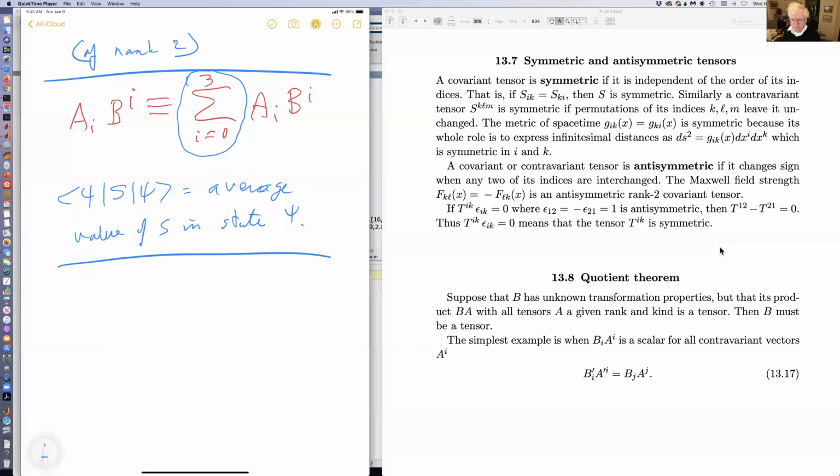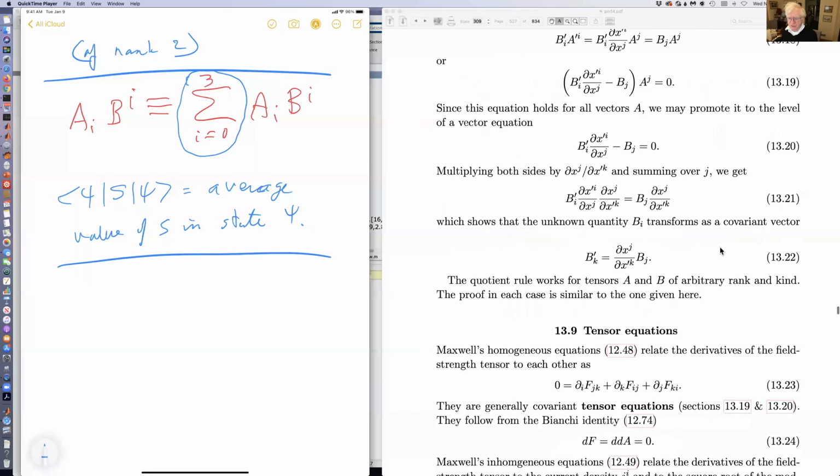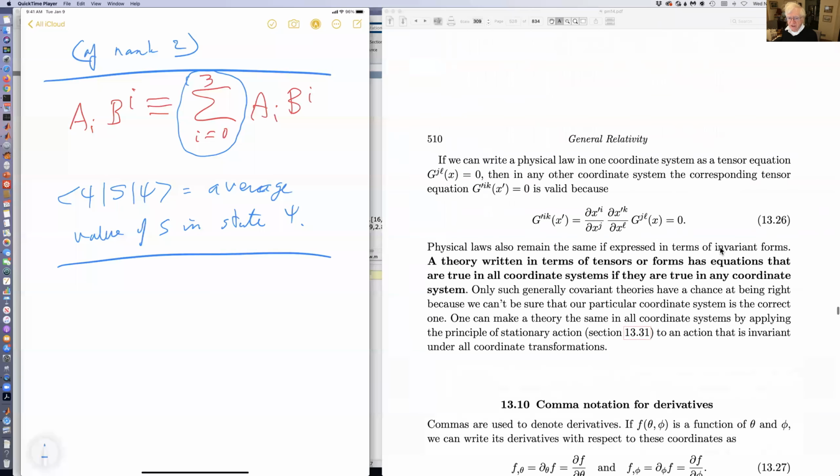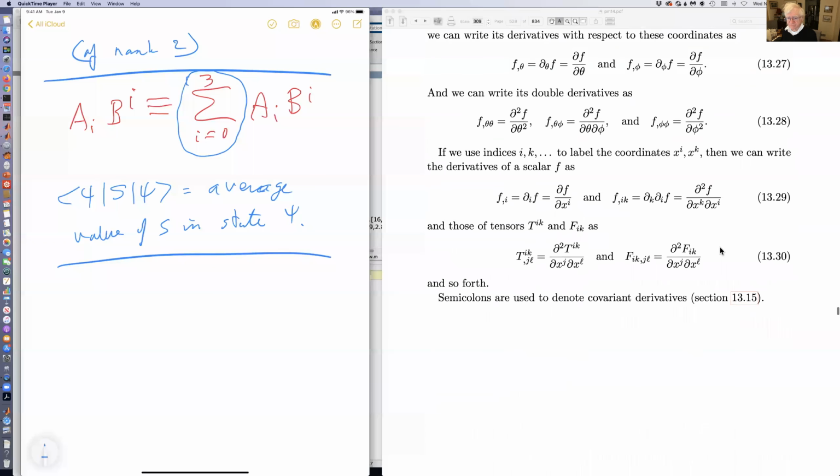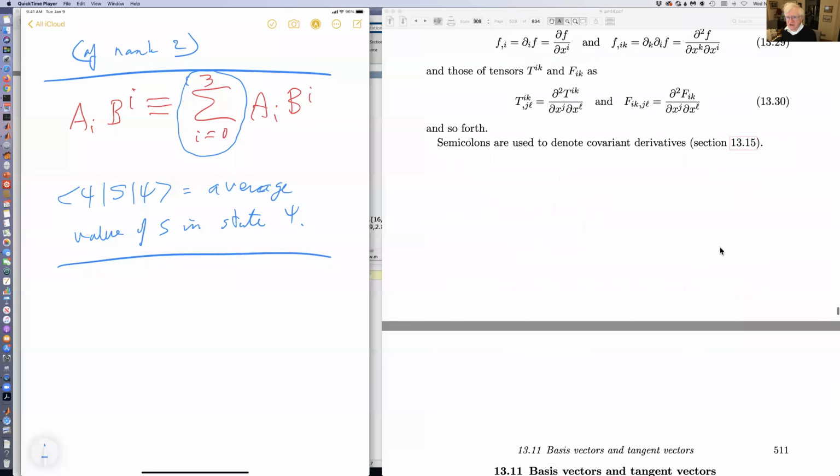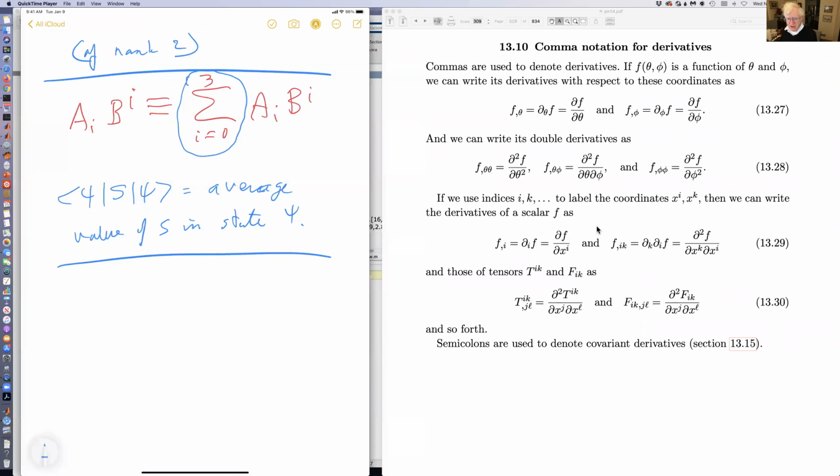So, I don't think I should try to do everything here. Well, there are various notations for derivatives, and I became fond of the comma notation because it was easier to write, but I don't know. I think maybe the better notation is this, because it's clearer than the comma notation.